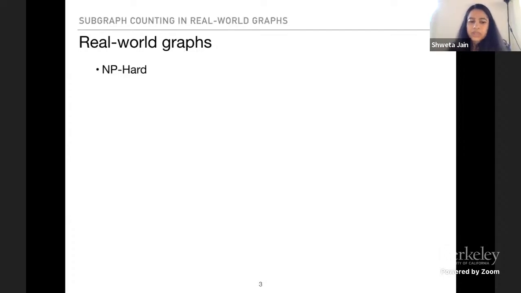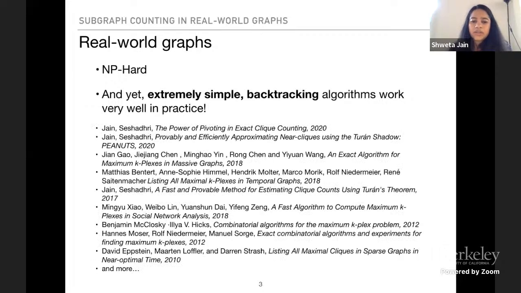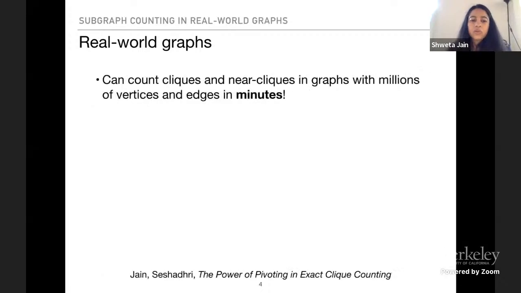And yet, something interesting has happened in the last few years. Many extremely simple backtracking algorithms have proven to work very well in practice. There have been a number of works that have appeared in the last few years, each progressively trying to get better and better runtime in practice. To give you a sense of how well these perform, they're able to count cliques and near-cliques in graphs with millions of vertices and edges in minutes.